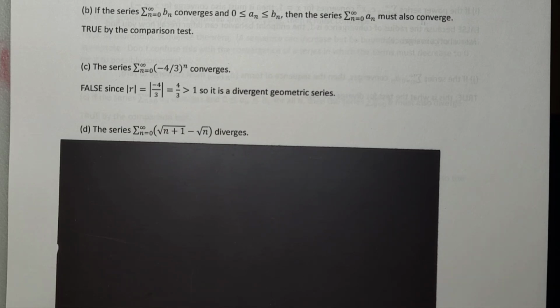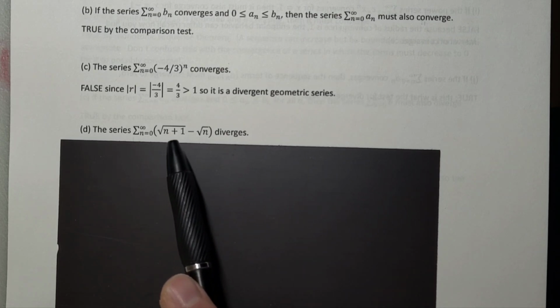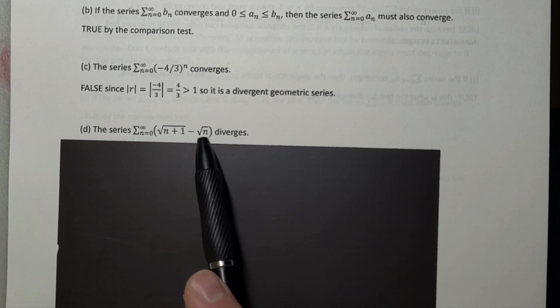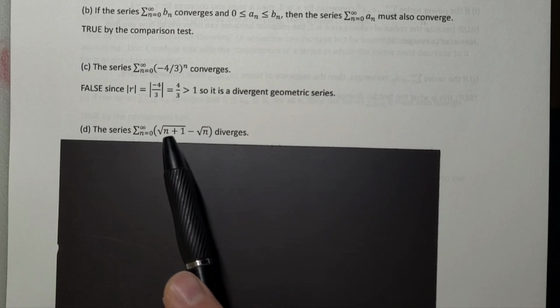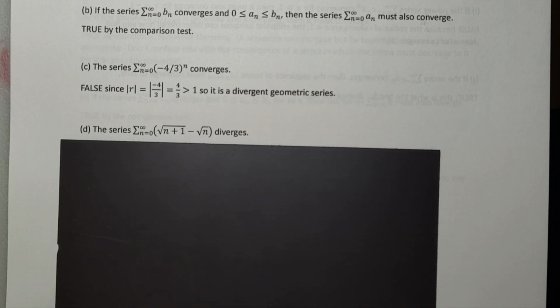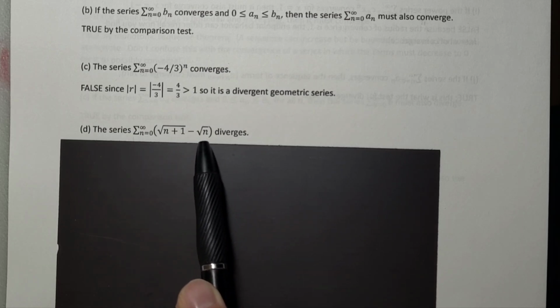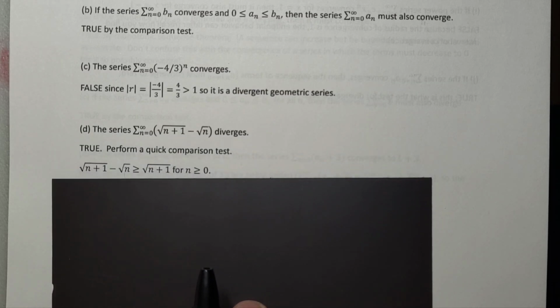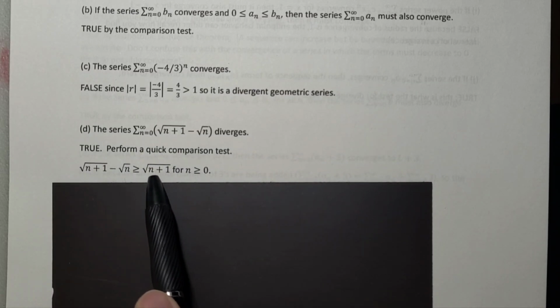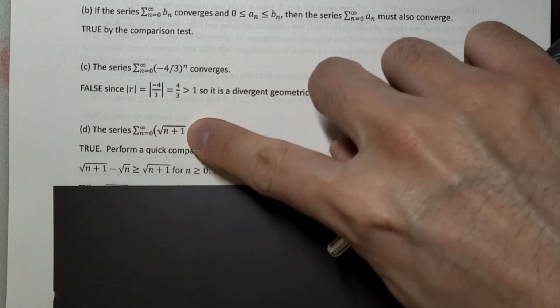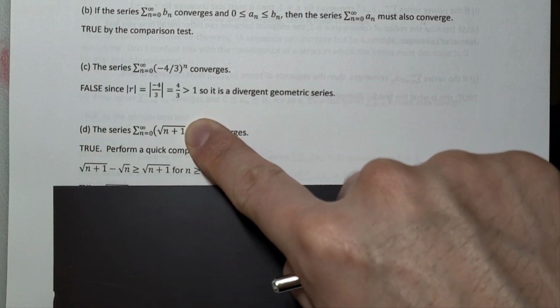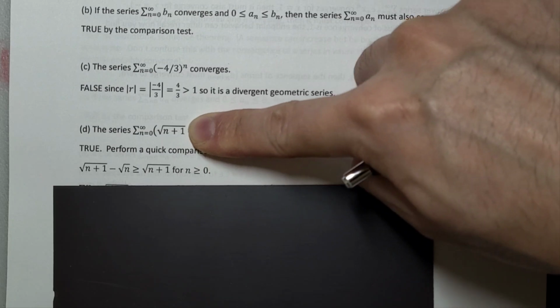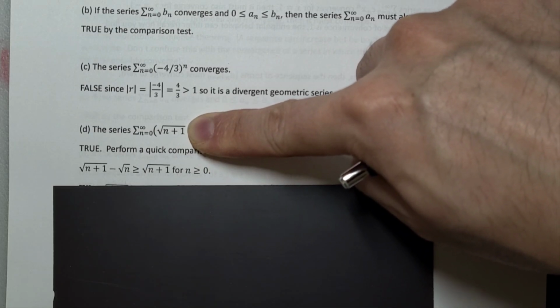This is square root of n plus 1 minus square root of n. Would you agree that this is smaller than just square root of n plus 1? Hopefully you do, because here you're subtracting something, so it must be smaller than without subtracting something. If we take the series of just this term, imagine that the subtracted part is gone, does this series converge or diverge? This one we've seen before, hopefully, or it looks more familiar.